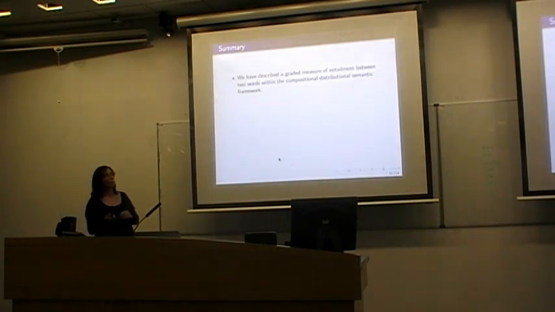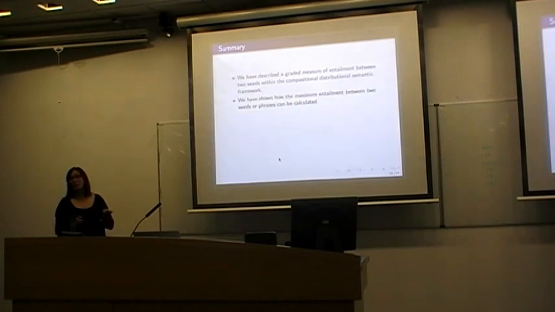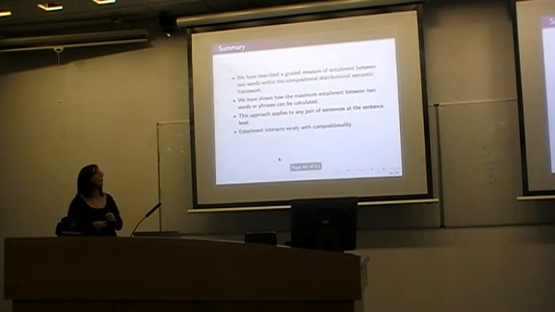So in summary, we've got a graded measure of entailment between any two words in this compositional distributional semantic framework. We've shown how the maximum entailment between two words can be calculated. This applies to any pair of sentences at the sentence level, and it also interacts really nicely with compositionality.